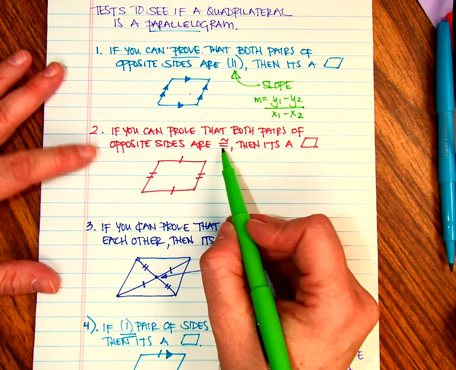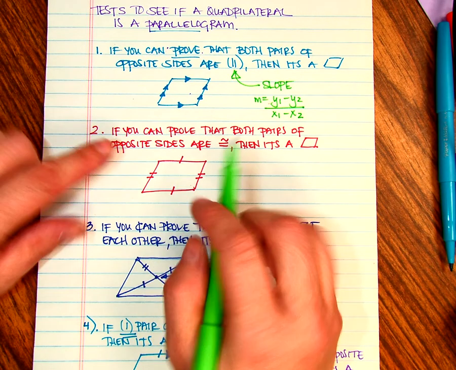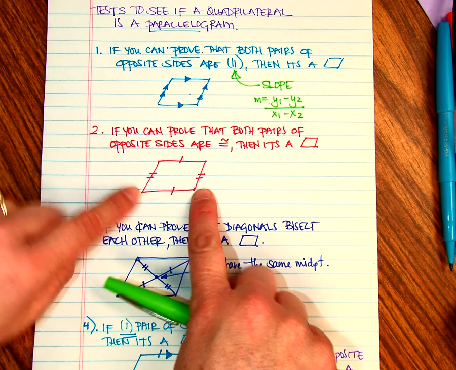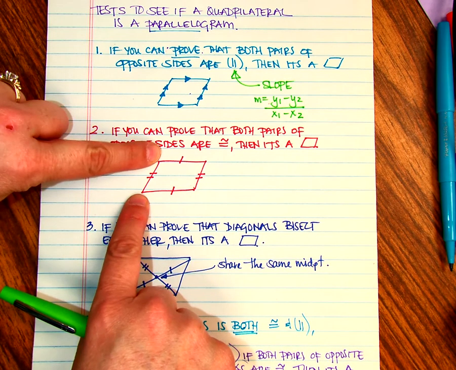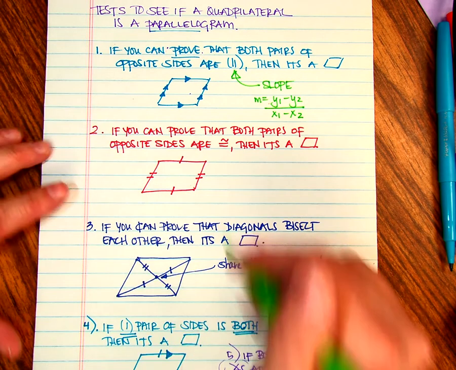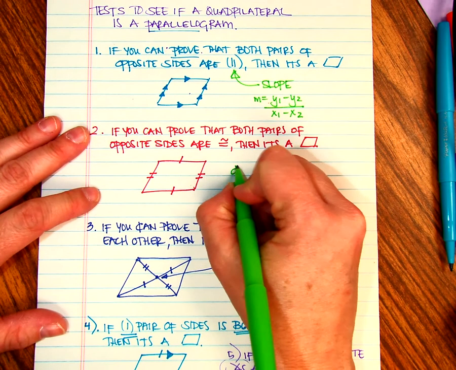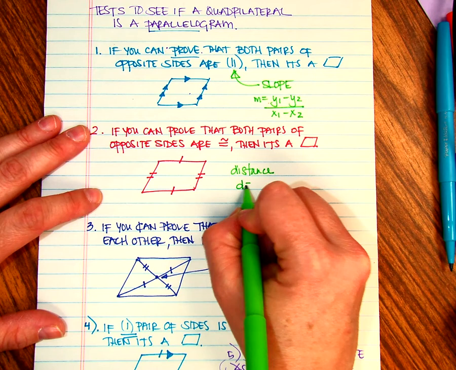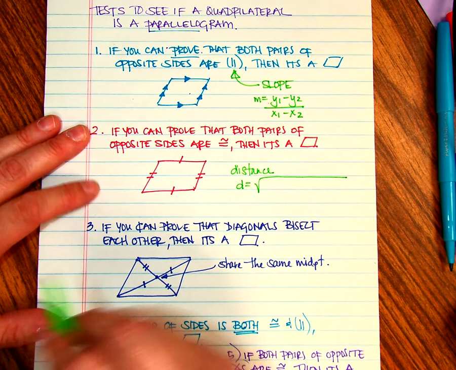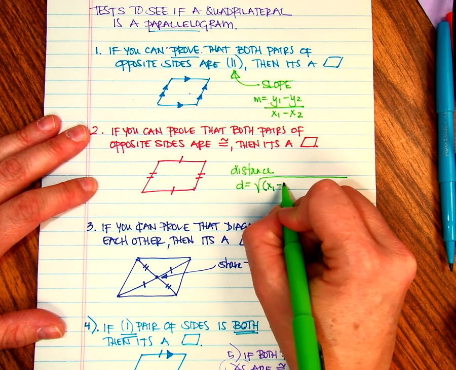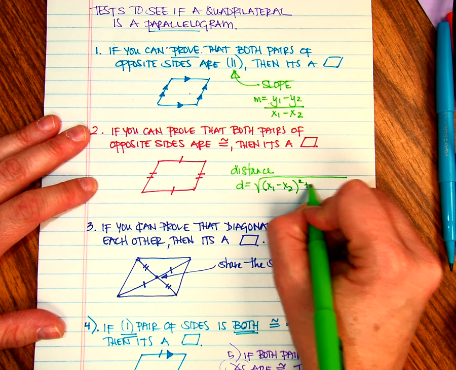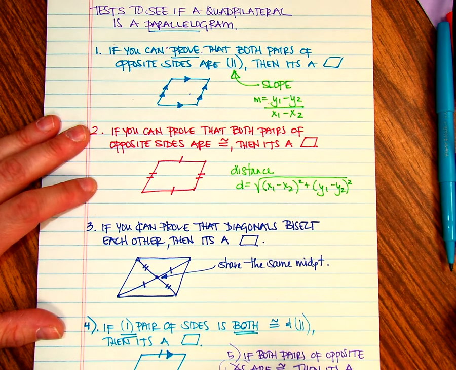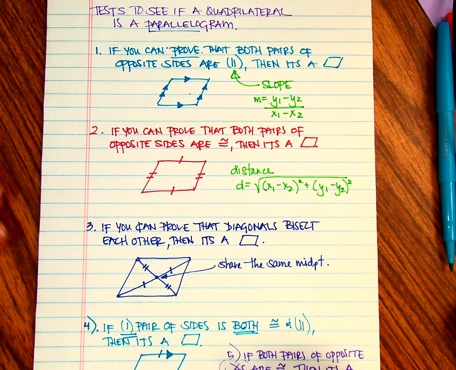If we are looking for congruency, that means we're looking for this length being this same length, and then this being the same length as this one. So we would be using the distance formula for this, which is d equals the square root of x sub 1 minus x sub 2 squared plus y sub 1 minus y sub 2 squared. All of that underneath the square root sign.